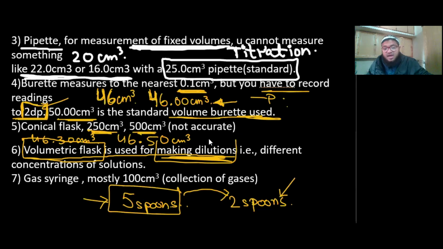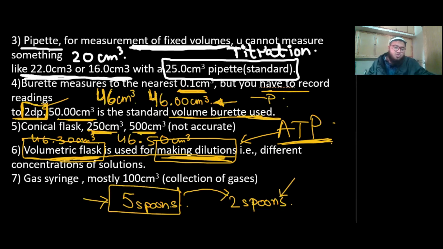Okay, and again, this is an important point with respect to your ATP paper. I've seen this question being asked multiple times as to which apparatus is going to be used for making the following dilution, and the answer to that is volumetric flask. Let me show you a diagram of that.